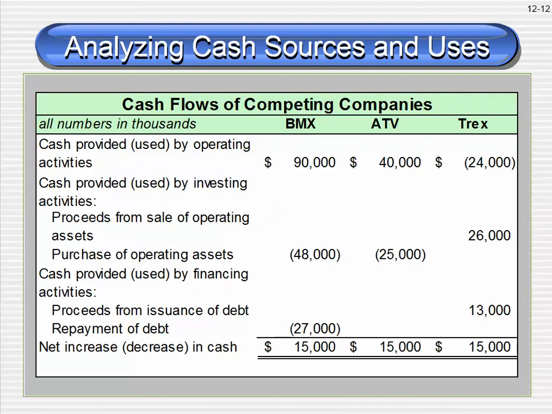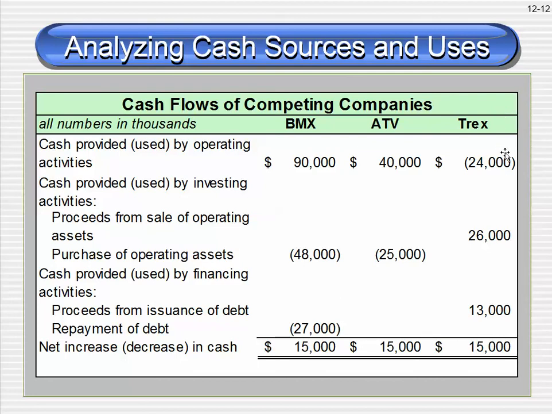So I like this example a lot. I've got three companies here, three competing companies. And you can see they all have the same net increase or decrease in cash. And I like to ask students, if you could be either one of these three companies, BMX, ATV, or Trex, which company do you think you would want to be? So maybe pause the slide or take a couple of seconds to review this information and pick one in your mind and kind of justify why you picked the one you do.